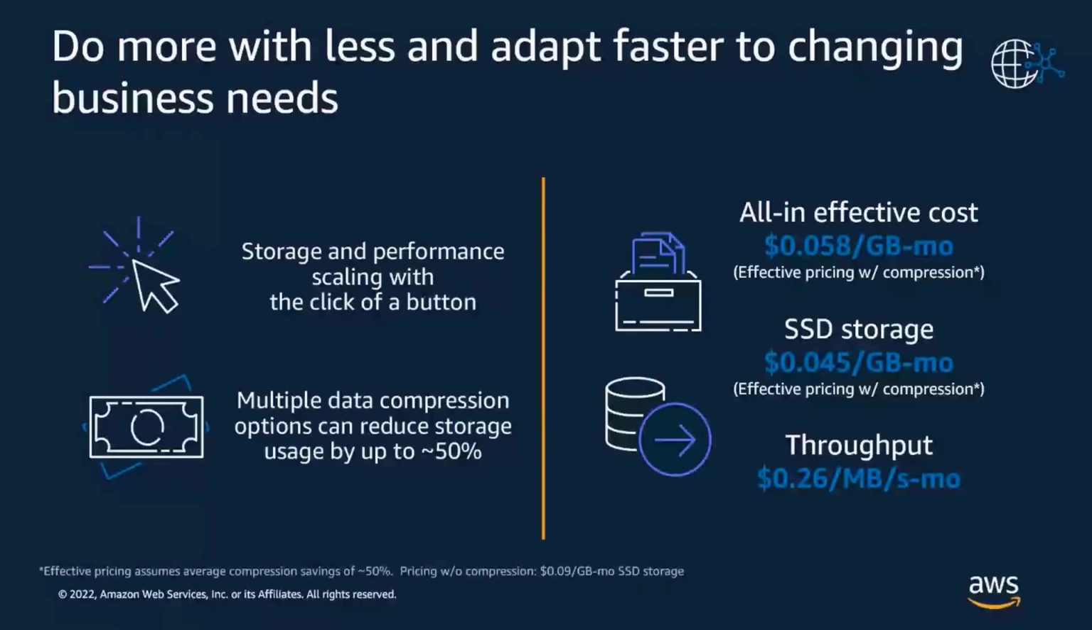And what that translates to is an all-in effective cost for high-performance SSD storage of less than 6 cents per gigabyte month. And you are able to also customize the amount of storage and amount of performance independently so that you can really fine-tune your deployment for your workload. That storage comes at a cost of 4.5 cents per gigabyte month, and the throughput or performance comes at a cost of 26 cents per megabyte per second month.